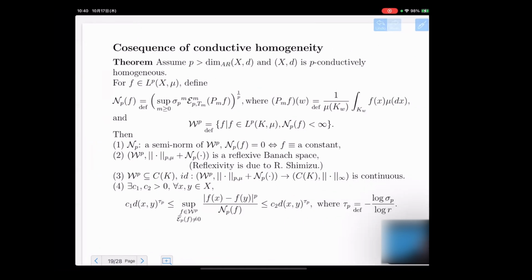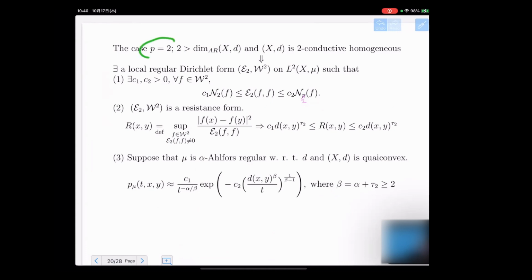In particular, if P is 2 and the conformal dimension is less than 2, and X is 2-conductively homogeneous, then we can replace N2 by E2, which is the regular local Dirichlet form. This is the so-called resistance form, and we have a nice diffusion process on the space which satisfies a nice heat kernel estimate. For the planar Sierpinski carpet, we naturally have this condition. So if the space is 2-conductively homogeneous, we have a nice diffusion process.